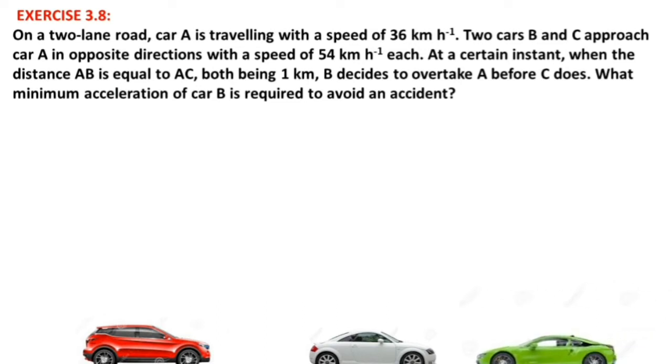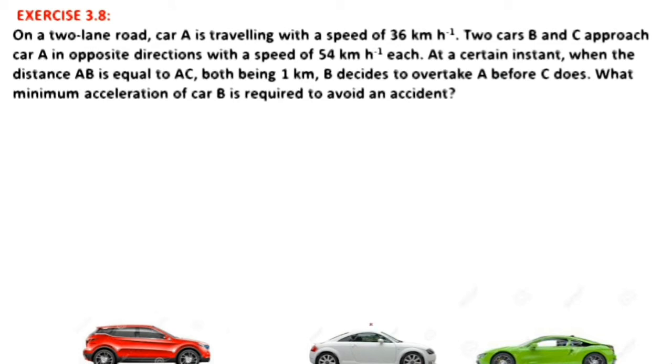At a certain instant, when the distance AB is equal to AC, that means the distance between the white and green car is 1000 meters. In the same way, the distance between the white car and the red car is also 1000 meters. B decides to overtake A before C does. What minimum acceleration of car B is required to avoid the accident? So let's discuss this question now.